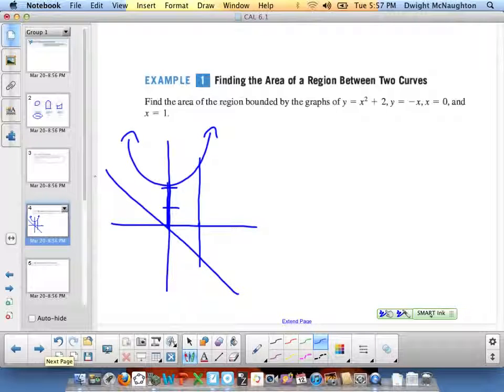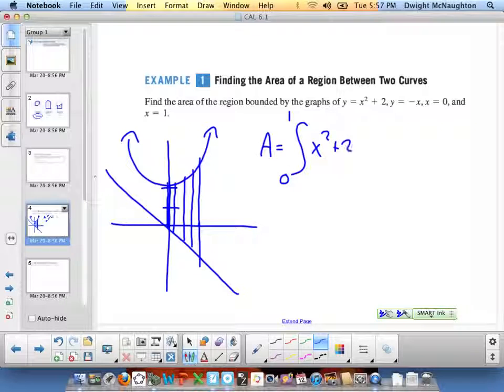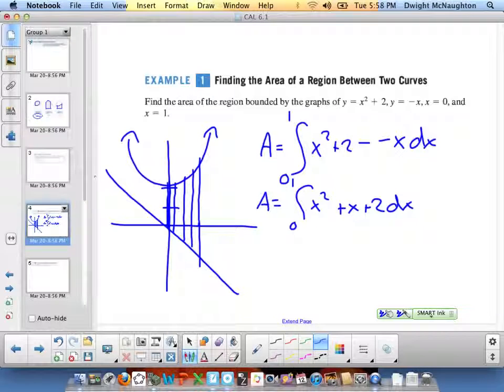And even though this part is below, we're still going to subtract, because we'll be subtracting a negative number, and it'll all work out okay. So we're looking for the area between these two curves right in here. We're going to sum up our infinite rectangles. We do that with integration. So our area equals the integration from 0 to 1 of the top curve minus the bottom curve. And so then our integrand simplifies to x squared plus x plus 2, and we'll integrate that.